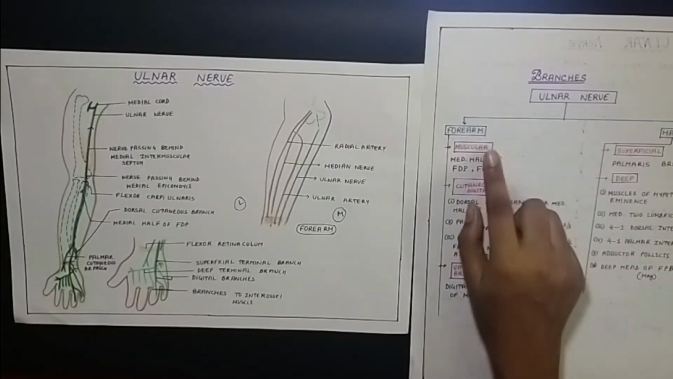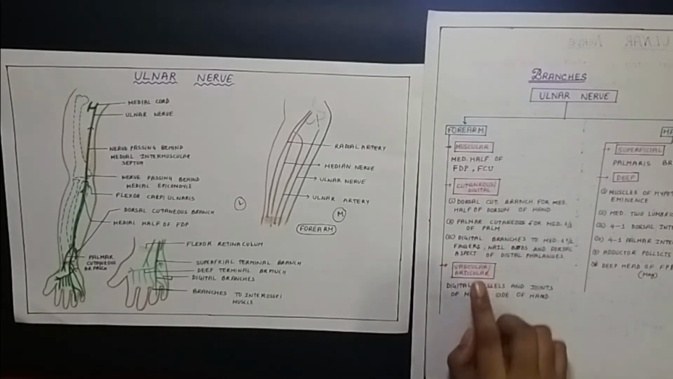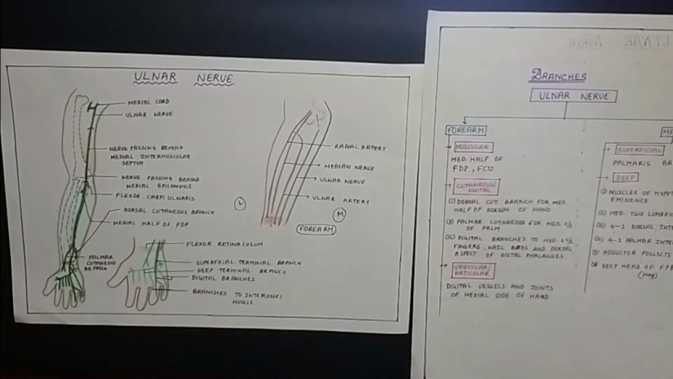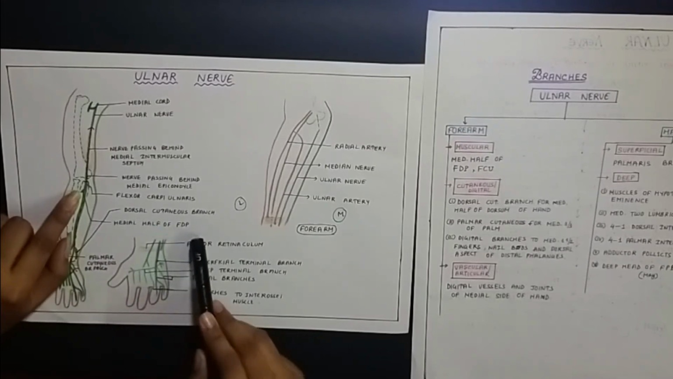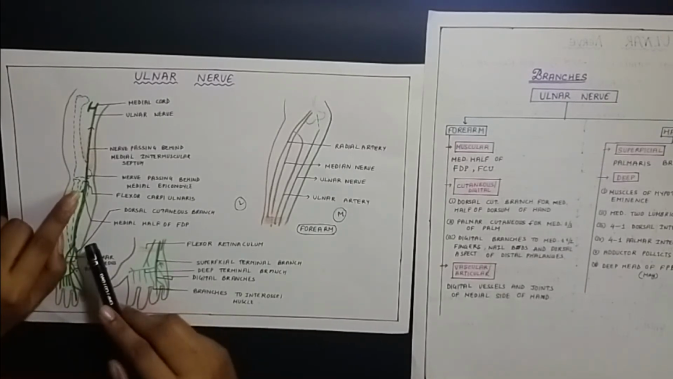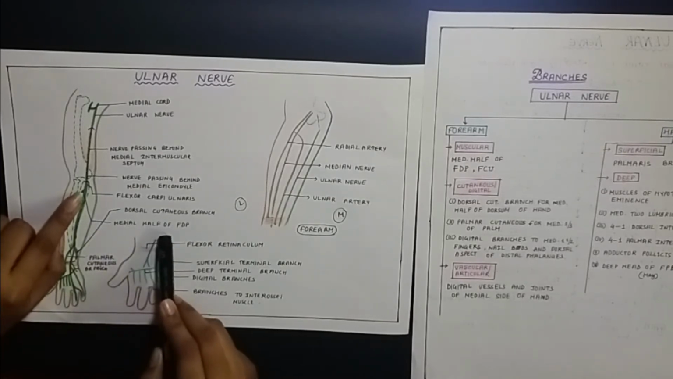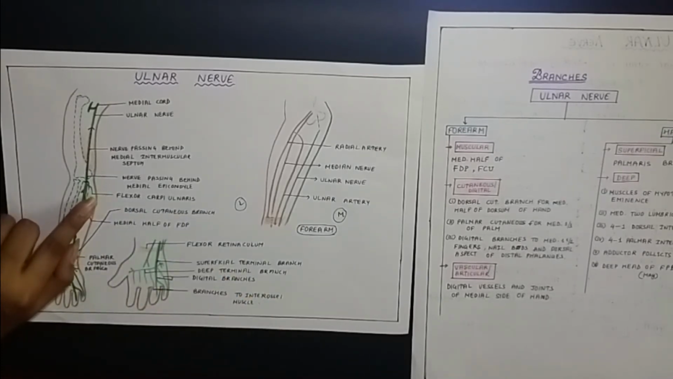Okay, in the forearm there is a muscular branch, a cutaneous or digital branch, and a vascular or articular branch. The muscular branch goes to the medial half of the flexor digitorum profundus and the flexor carpi ulnaris. See, this is the medial half of the flexor digitorum profundus, and the lateral half of the flexor digitorum profundus is given by which nerve? The median nerve. I have already told you in the median nerve video. So this is one branch in the forearm, to the medial half of the flexor digitorum profundus and to the flexor carpi ulnaris. Okay, because it moves between the two heads of the flexor carpi ulnaris, I have told you.